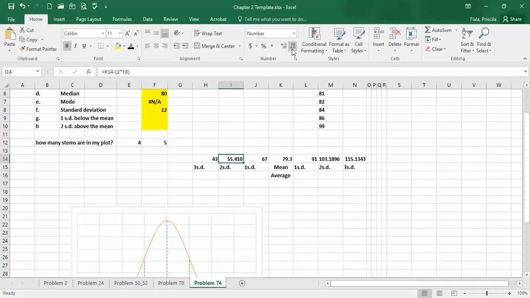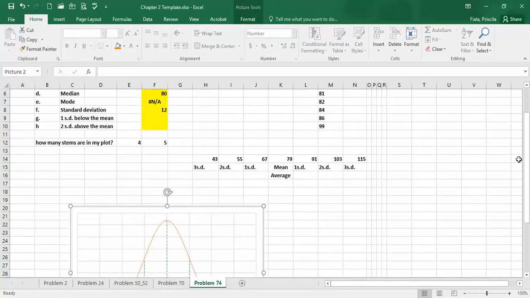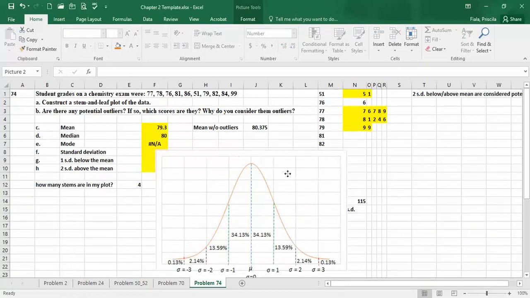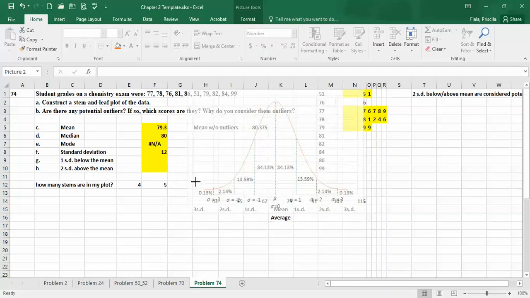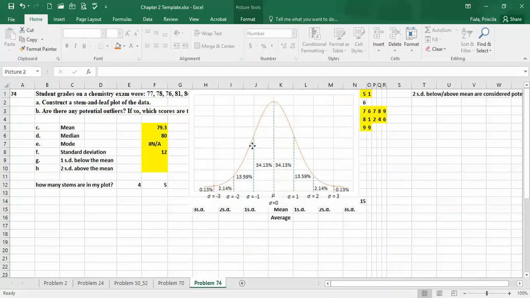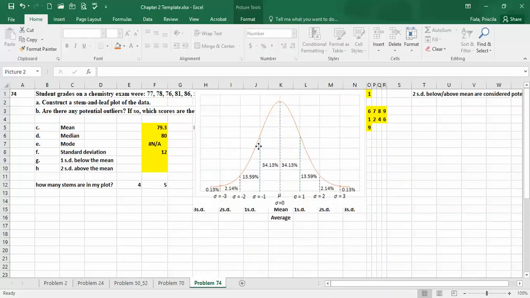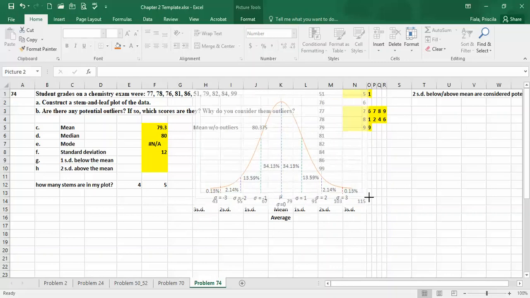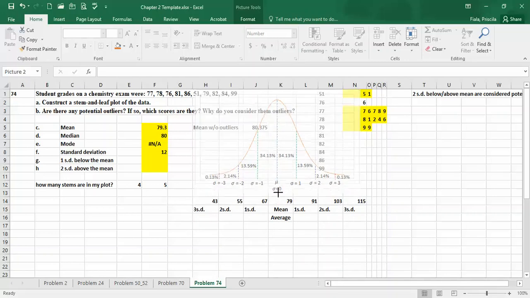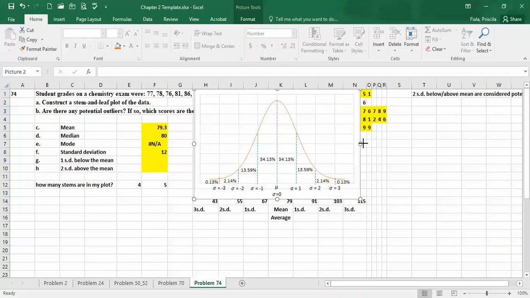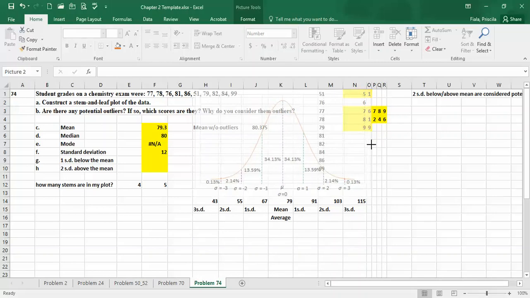So these are my values above and below. Instead of doing that, just do it like this. Okay, perfect. This makes more sense. So this pretty much would be this information right here. Let me make it a little bigger. Here you go.